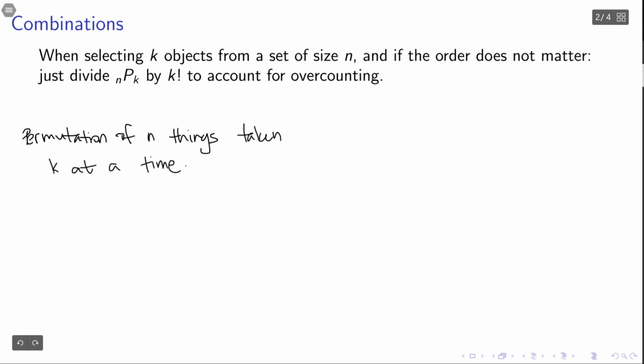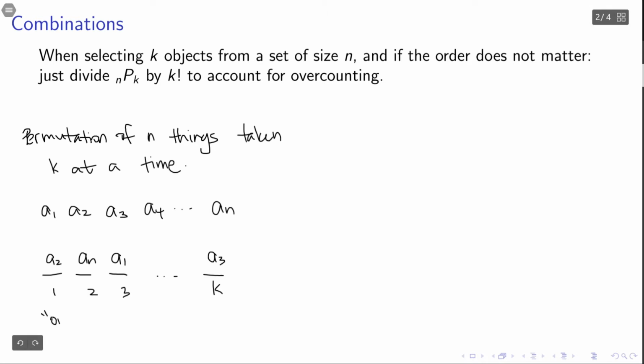This is really the same thing as saying if you start with n objects, let's call them a1 to an, how many ways are there to pick k of them and put them in a row in some specified order? Right? And so in this case, we will say order matters. Because if I just switch a2 and an in the first two spots, that would count as a different result in terms of permutations.